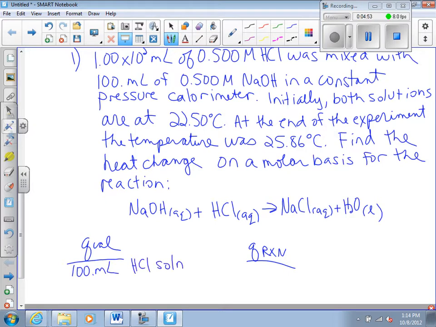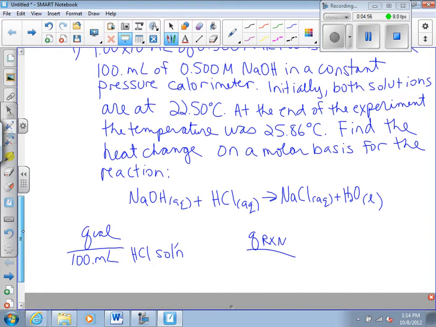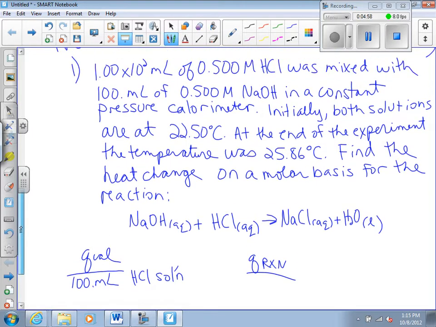I know that I have 100 milliliters of HCl solution. And hopefully you remember that the density of water is approximately 1 gram per milliliter. For all of these calorimetry problems, we're always going to assume that the solution has the same density as pure water.